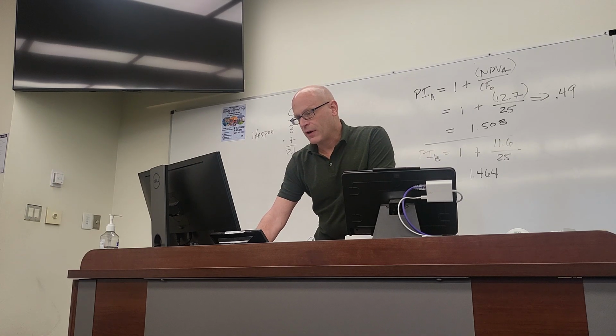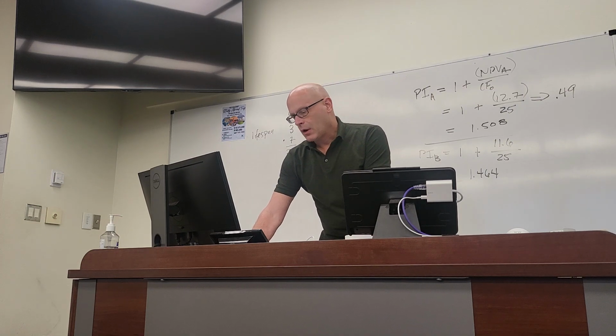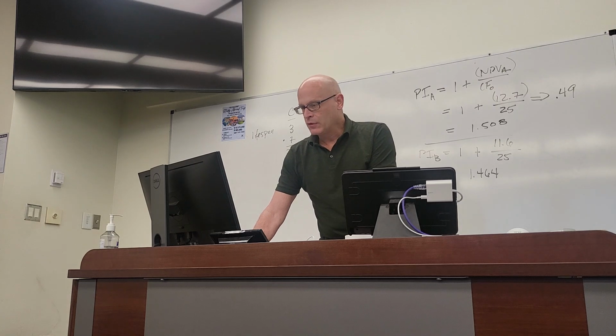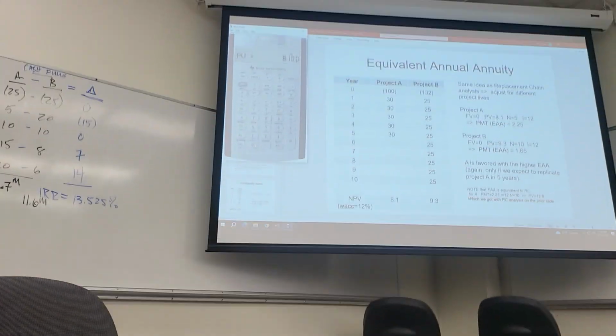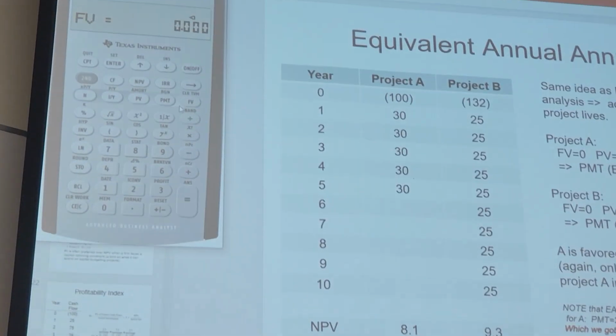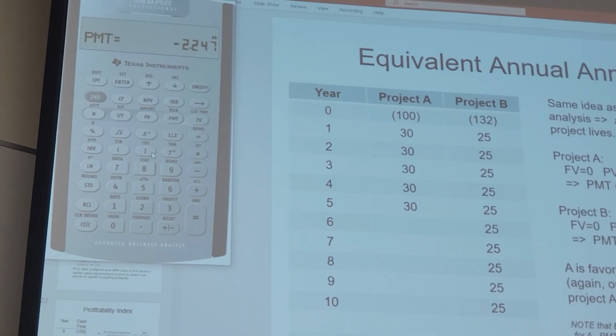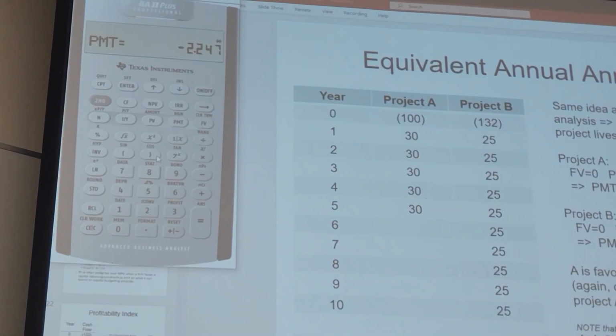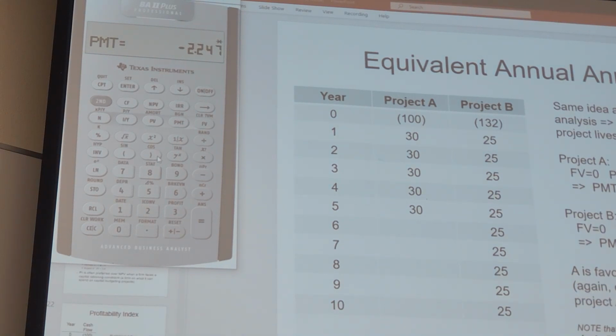So this is a 5-year project. That's going to be N. I is going to be your cost of capital, so 12 is your interest rate. The PV is going to be your NPV that you just computed. So you have that first step. So that is your PV on this project. And then FV is going to be 0, and you're going to compute the annuity payment. You get 2.247, so 2.25. That's the equivalent annual annuity for Project A. In other words, Project A could produce an annuity of $2.25 million a year.